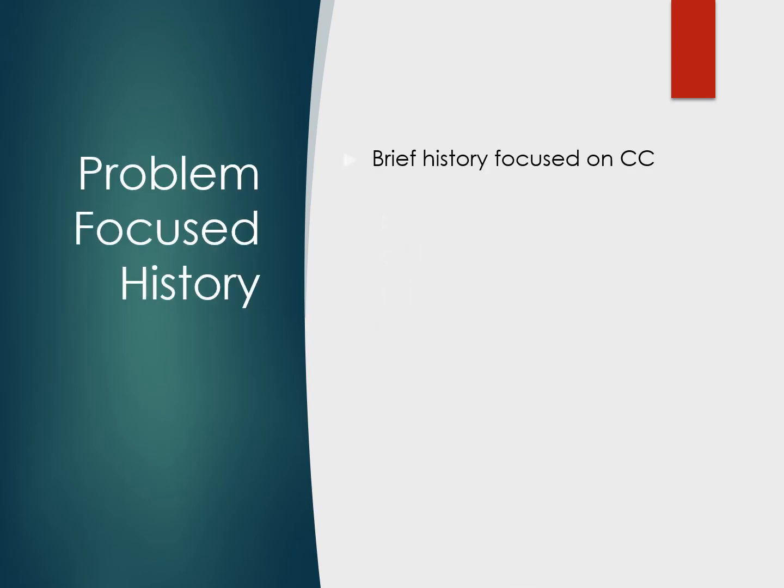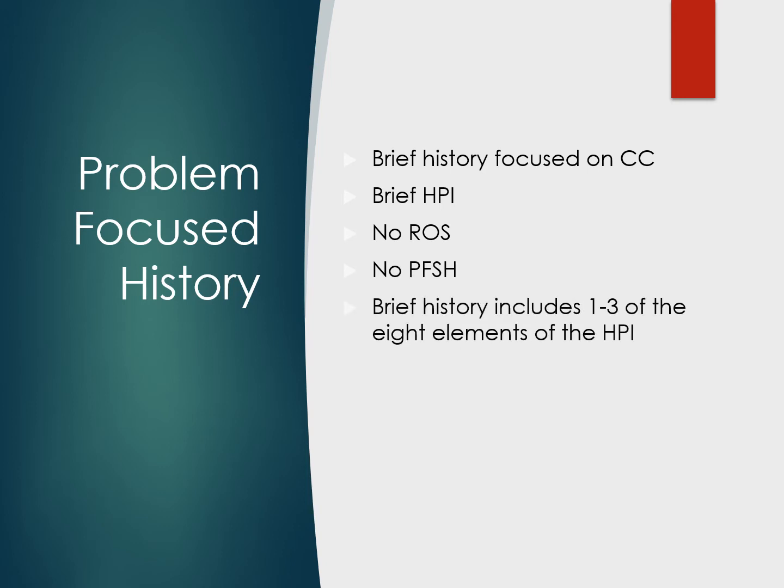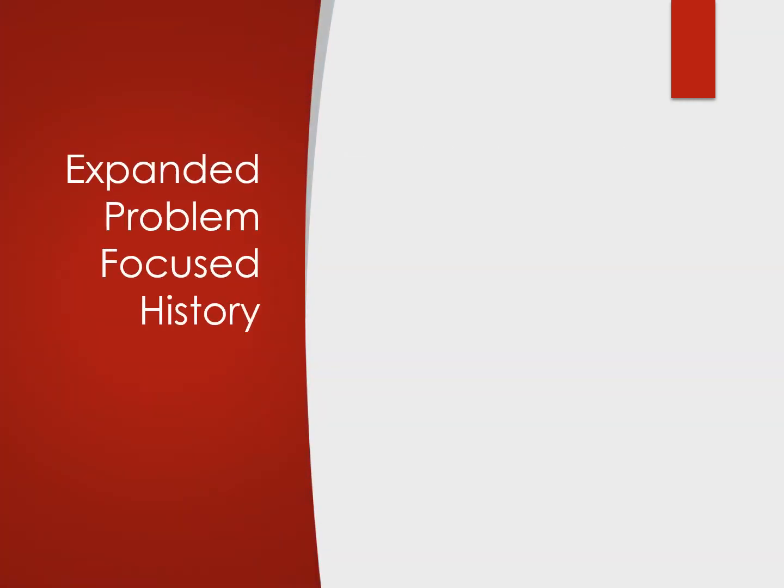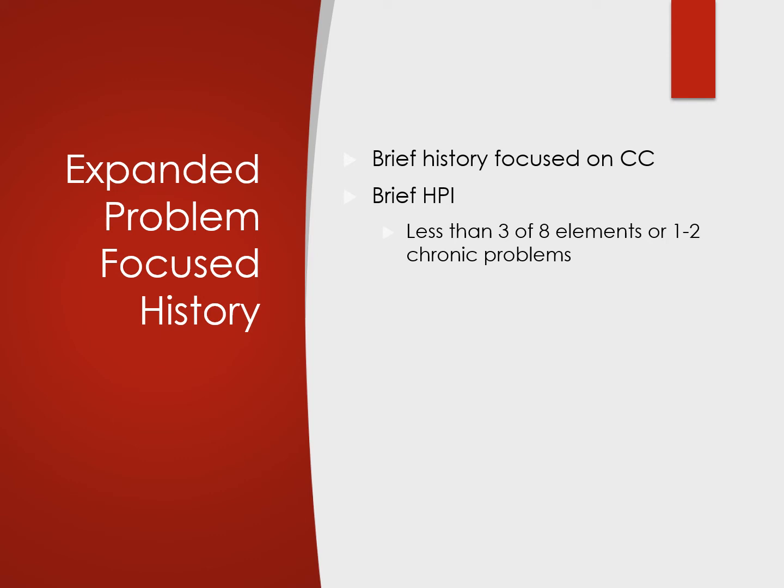Okay, so a problem-focused history is a brief history that focuses on the chief complaint. And there's no review of systems and no PFSH. The brief history includes one to three of the 8 elements in the history of present illness. Expanded problem-focused history is a brief history focusing on the chief complaint with a brief history of the present illness. Less than 3 of the 8 elements in 1 to 2 chronic problems. The review of systems as it pertains to the presenting problem is documented, and there's PFSH.